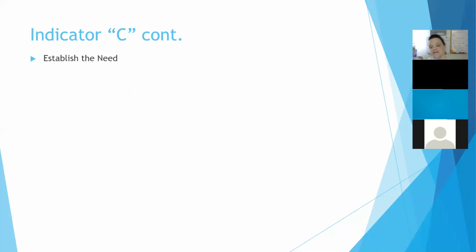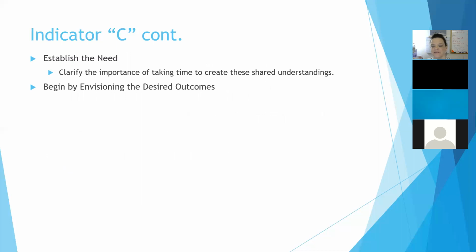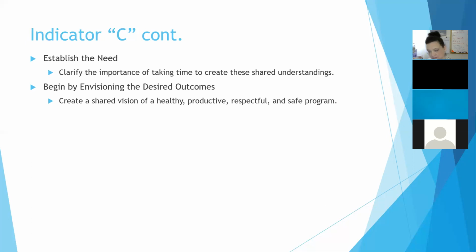So how do we do that? You have to establish the need, right? Clarify the importance of taking time to create the understanding and the shared rules. And kind of like program building, you have to envision your outcome, right? What is healthy, productive, respectful? What does the safe program look like? And if they can start there, then they can build rules. And this is something that probably will take more than a 10-minute meeting, right? This might be something you work on with them for the first week of programming, or you'll revisit and you'll do it again.